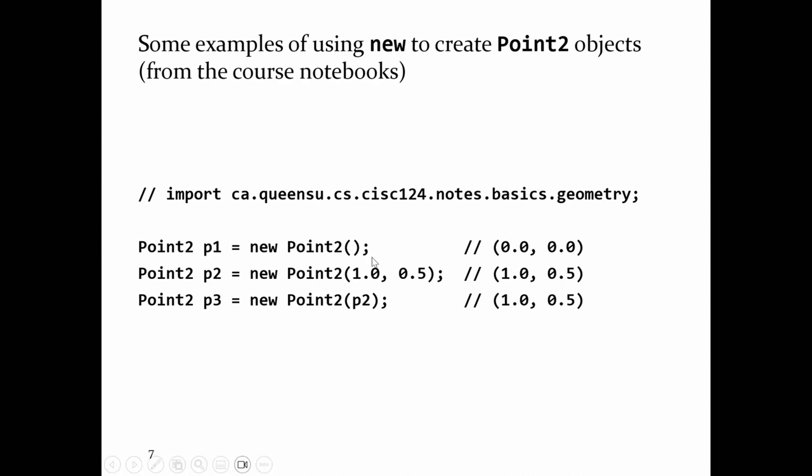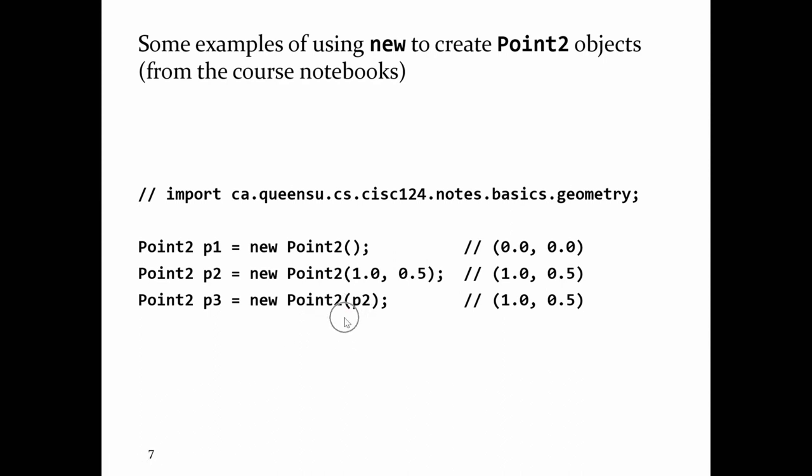These two points are different points. They're two distinct objects. They have their own state, so that's 0, 0 and that's 1 and 0.5. If I change the coordinates of one of the two points, the other one doesn't change. So in other words, these two objects are not linked to one another at all. They don't know about each other.